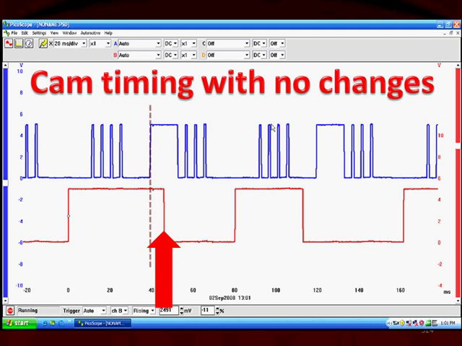Let's look at a crankshaft position sensor in the blue on the top and a camshaft position sensor in the red on the bottom. And this is with no changing. We do not have any VVT, variable valve timing, variable camshaft timing, VCT, commanded at this time. This is the normal position for the cams.